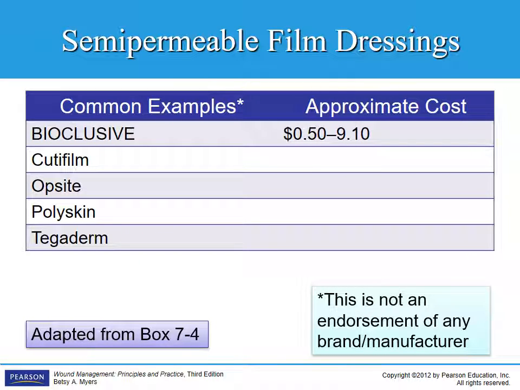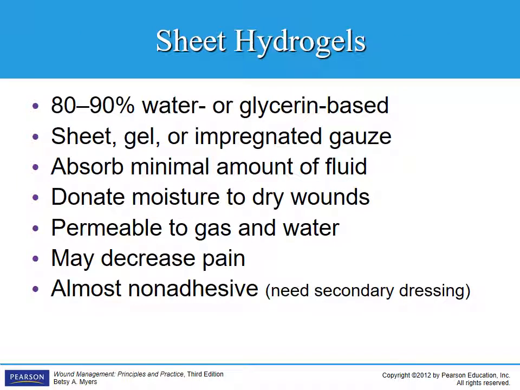All right, common examples of semi-permeable film dressings. Here are some names. Tegaderm and Opsite are the ones that I've seen the most. You may see any of these within your clinical settings. Let's talk a little bit about sheet hydrogels.